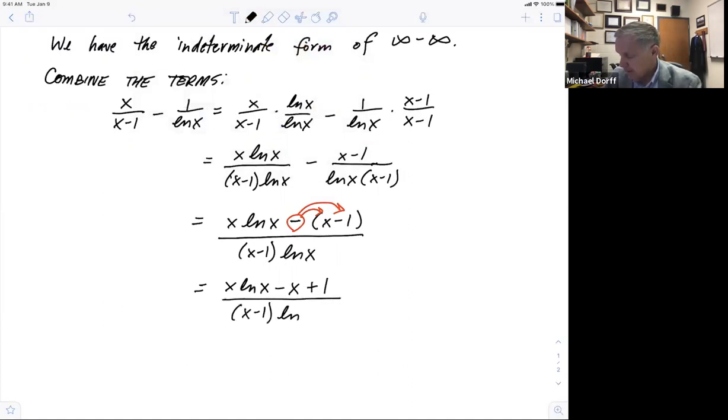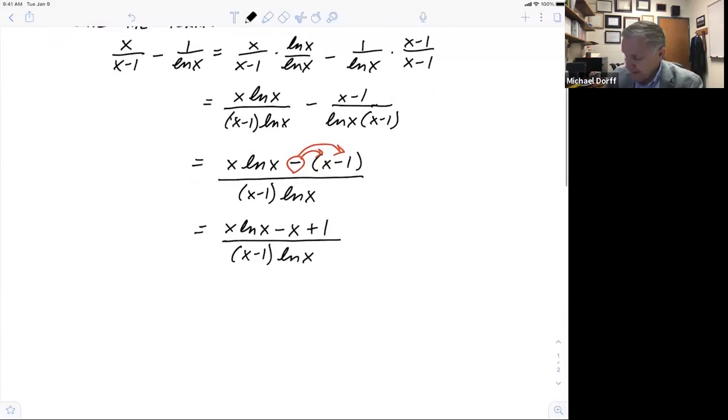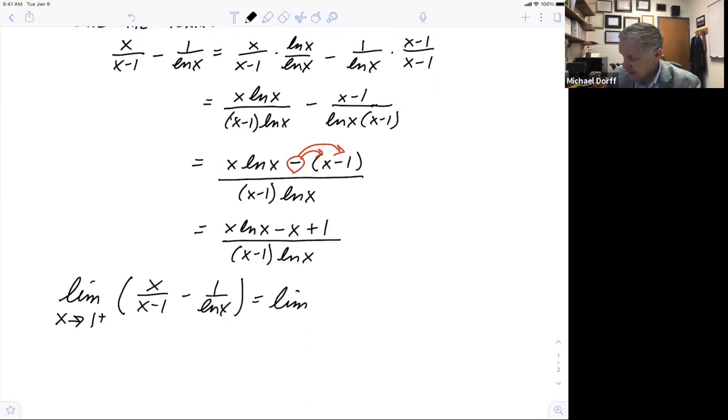over the denominator. All right, so now the original problem was the limit as x goes to 1 of the quantity x over x minus 1 minus 1 over natural log of x. We've now rewritten that like this. All right, so that's our new problem.